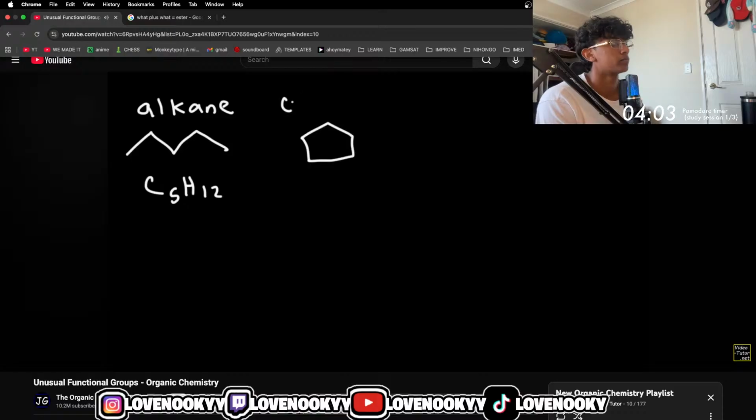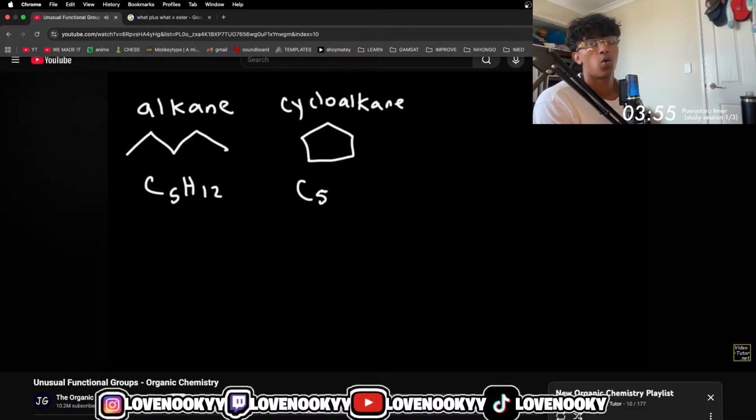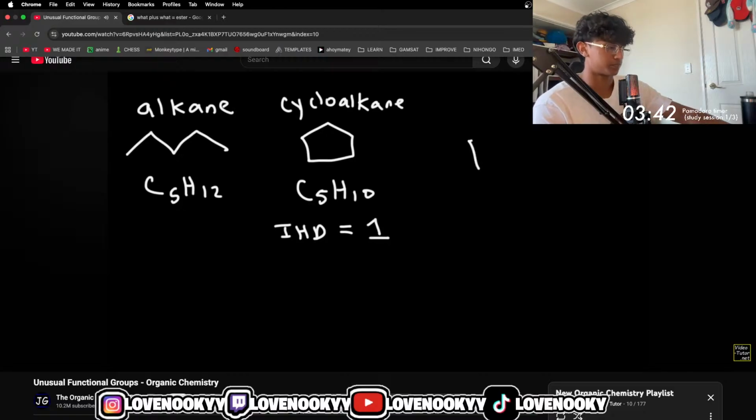This is a cycloalkane because it forms a cyclic shape. This is an unsaturated alkane. It's not filled with hydrogen. The chemical formula for cyclopentane is C5H10. Notice that it has 2 hydrogen atoms less than pentane. So the IHD, the index of hydrogen deficiency, is 1. Anytime you have a ring, the IHD will be 1.